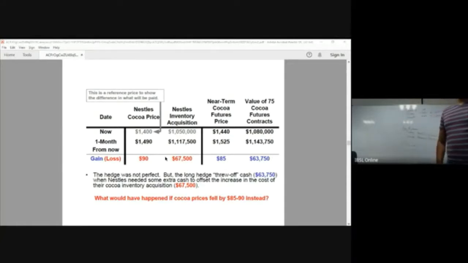What would have happened if cocoa prices fell by $85 and futures prices fell by $90 instead? If cocoa prices fell by 85, from 1,400 it will come down to 1,315. And futures prices also fall by $90, to 1,350. Then what happens?